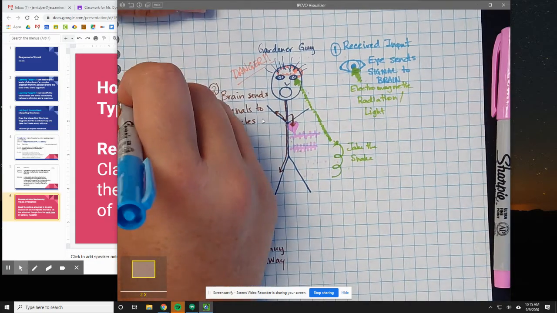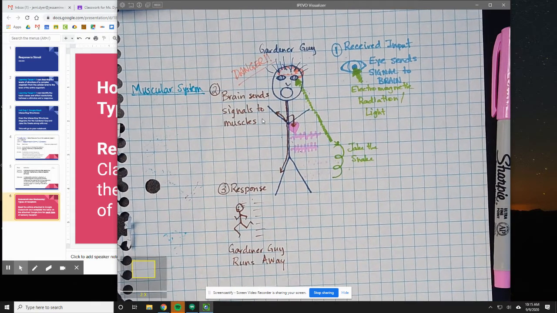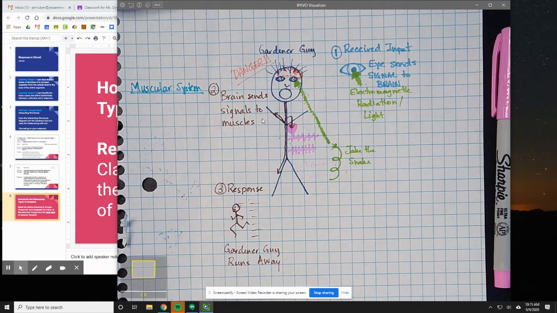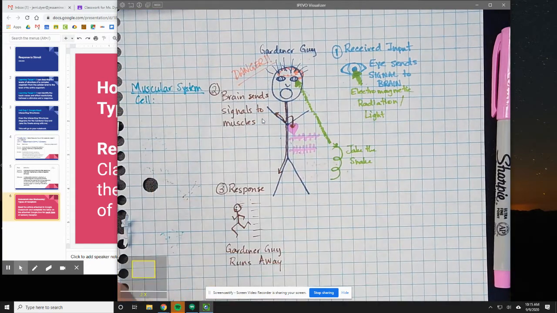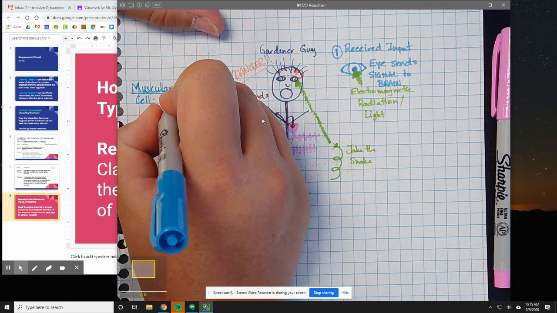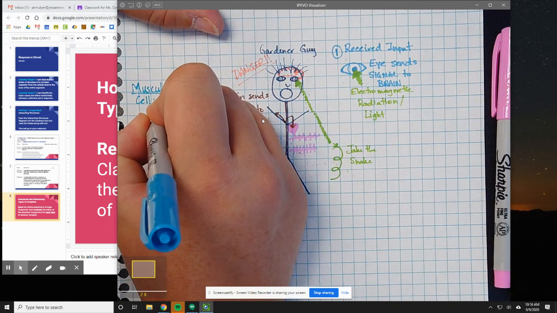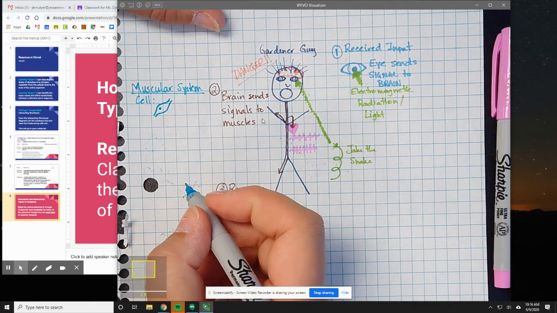So what do you think? See if you can remember from last year. What's the smallest level of organization within a system? Hopefully you came up with cell, because that is the smallest part within an overall system within an organism. So we have a cell here, and we'll look at what that muscle cell looks like. So there's our muscle cell.